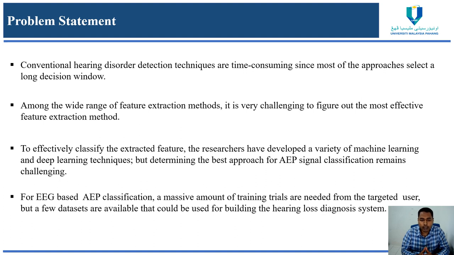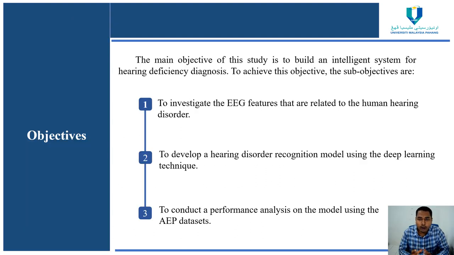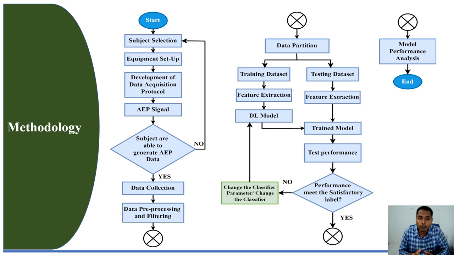For EEG-based AEP classification, a massive amount of training trials are needed from the targeted user, but few datasets are available that could be used for building the hearing loss diagnosis system. The main objective of this study is to build an intelligent system for hearing deficiency diagnosis. To meet this objective, the sub-objectives are to investigate the EEG features that are related to human hearing disorder, to develop a hearing disorder recognition model using a deep learning technique, and to conduct a performance analysis on the model using the AEP dataset. This is the flowchart of our complete methodology.